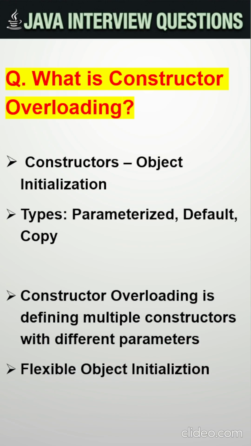Now how is it different from normal method overloading? A constructor cannot have a return type but a normal method can, and constructors are invoked only at object initialization, whereas a normal method can be invoked anytime.